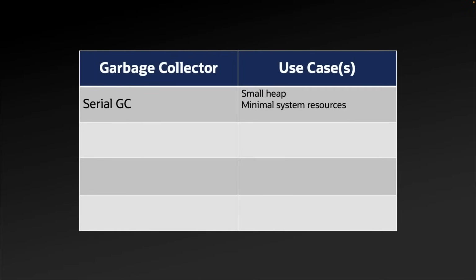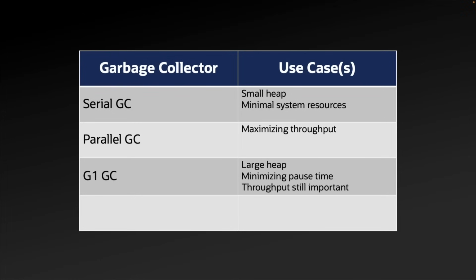If you're working with a small heap, 100 megabytes or less, or have access to minimal system resources, the serial GC would likely be your best option. If maximizing throughput is a priority, even at the cost of longer pause times, parallel GC will likely be the best choice. As we covered in the intro, G1 GC was designed for large heaps, heaps greater than 2 gigabytes in size.